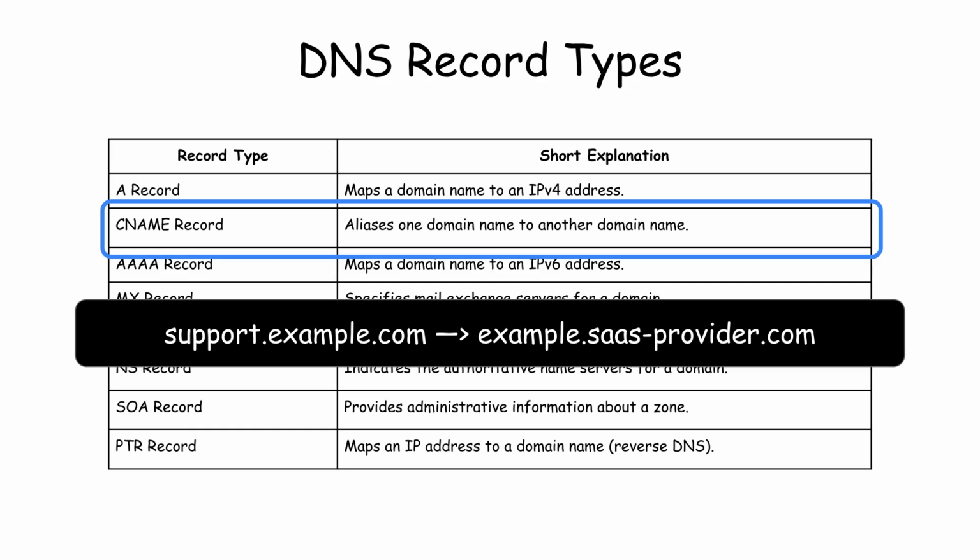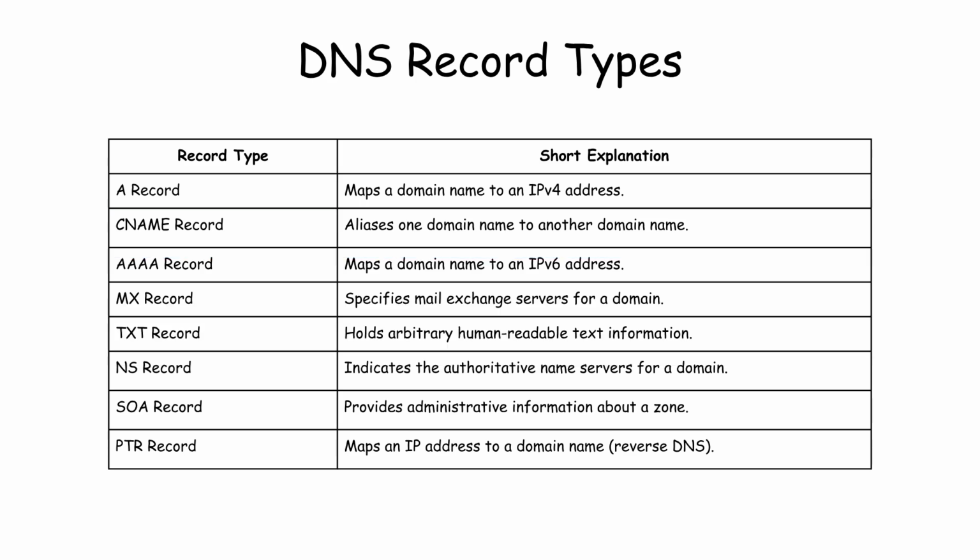example.saas-provider.com. The real magic is that if the provider ever changes their server IPs, your alias automatically follows their DNS updates, requiring no changes on your end. This simple record provides a robust way to decouple your custom domain from external infrastructure, simplifying maintenance significantly.